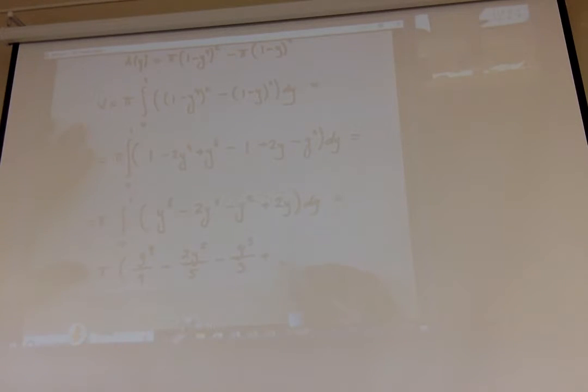Y squared. Y squared, thank you. Okay, from 0 to 1. All right, so we have this 0. That's nice to have. And then we're going to plug this in. So we get pi. Then we have 1 over 9 minus 2 over 5 minus 1 over 3 plus 1 minus 0, right? So as the result, what are we getting?